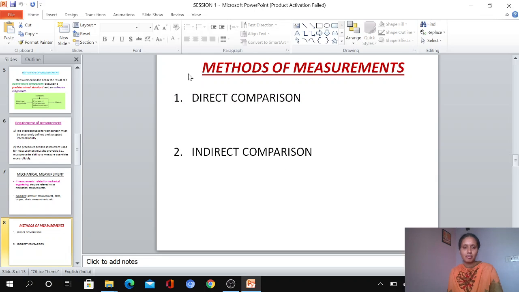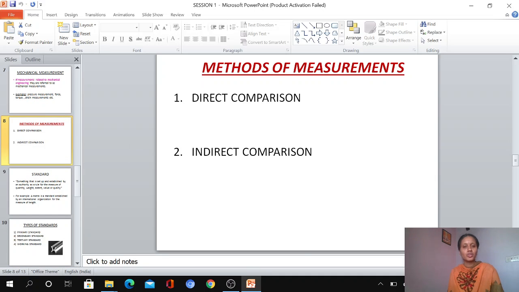Next, methods of measurements. So mainly we have two methods of measurements. That is, first one, direct comparison, and the second one is indirect comparison.